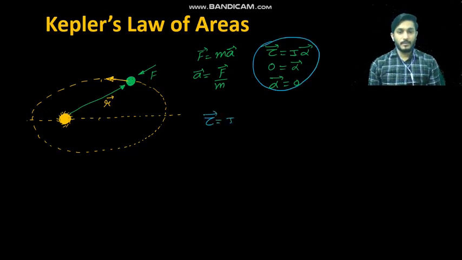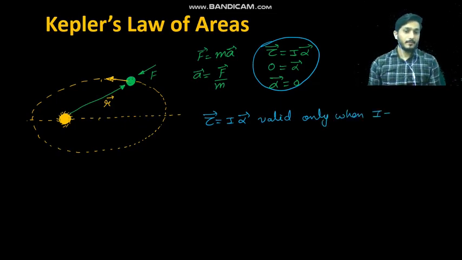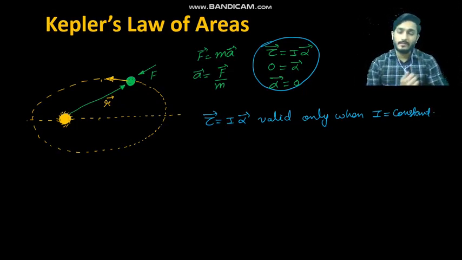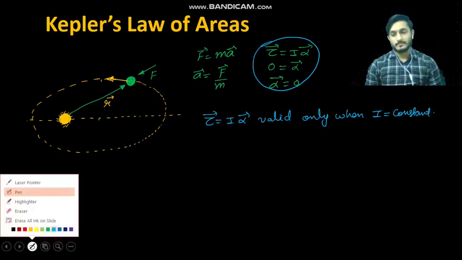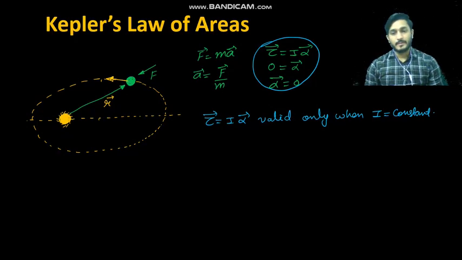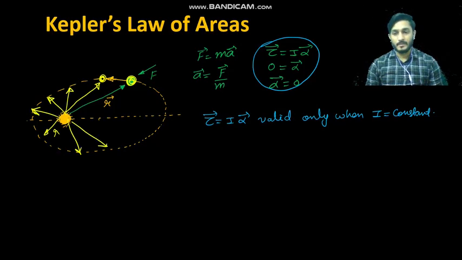Tau equal to I alpha is valid only when I, moment of inertia, is constant. And do you think the moment of inertia of planet about the sun is constant in this case? Not the case. See, at this instant of time planet is over here. After some interval of time it will move here. Position vector of the planet about the sun is continuously changing. Hence the moment of inertia changes. Therefore, we cannot use tau equal to I alpha here.